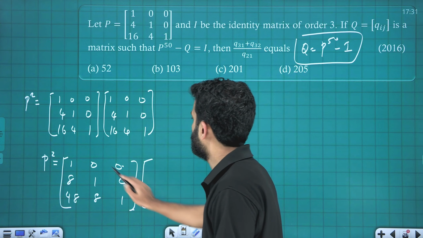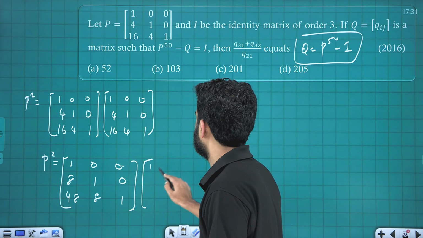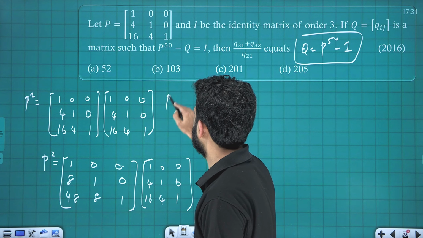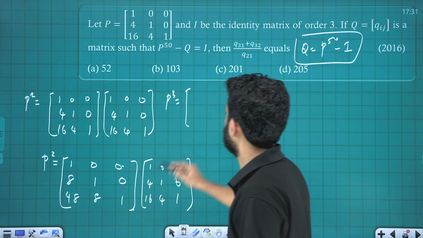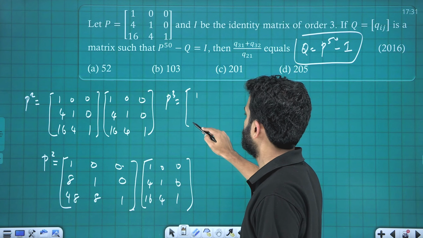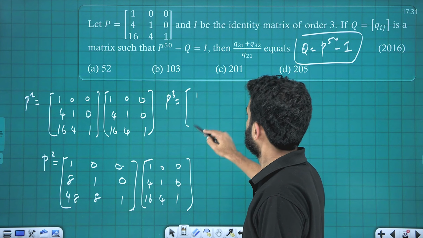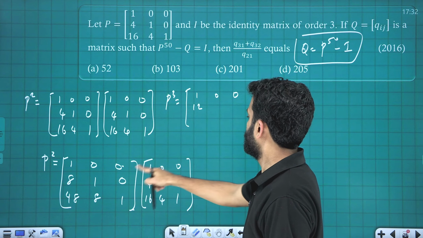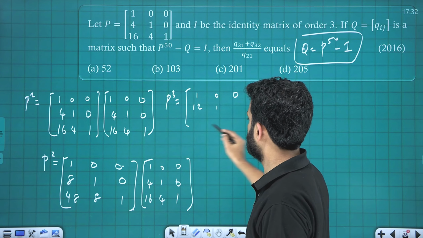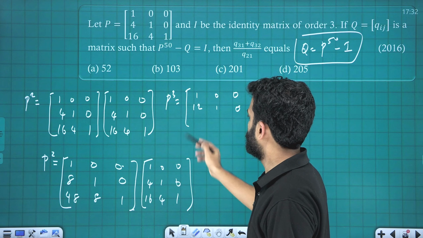Therefore, P square into P, that is 1, 0, 0, 4, 1, 0, 16, 4, 1. Okay, so P cube will be, the first element will be 1, of course. Next will be 0, 0, and what about the next one? 8 into 1, 4 into 1, and 0, that is 12. Okay, and next one is 1 itself. Next one is also 0.